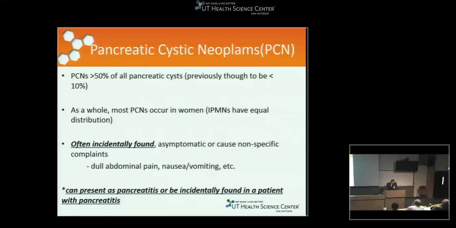As a general rule, they're often found incidentally, with estimates of up to 70% in the literature, or they can cause nonspecific complaints such as dull abdominal pain, nausea, or vomiting. It's important to also note that the mucinous subtypes can cause clogging of the main pancreatic duct and present as pancreatitis, or patients with pancreatitis can also have incidentally found cystic lesions on imaging.